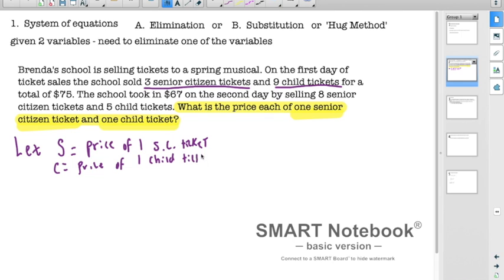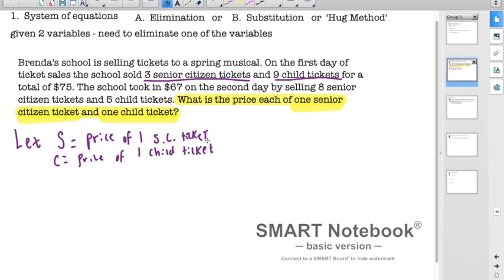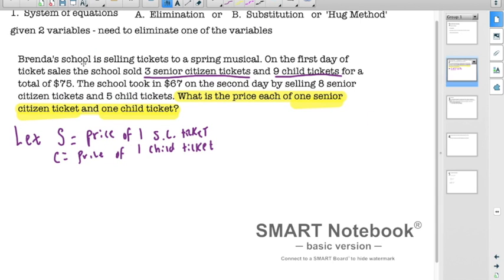Okay, and then we got to set up our system. So on the first day, they sold 3 senior citizen tickets. So I'm going to represent that by 3S. And they also sold 9 child tickets. So I'm going to add that to my 3S, so plus 9C, for a total of $75. So this will equal 75. That's my first equation. I should have another one though.